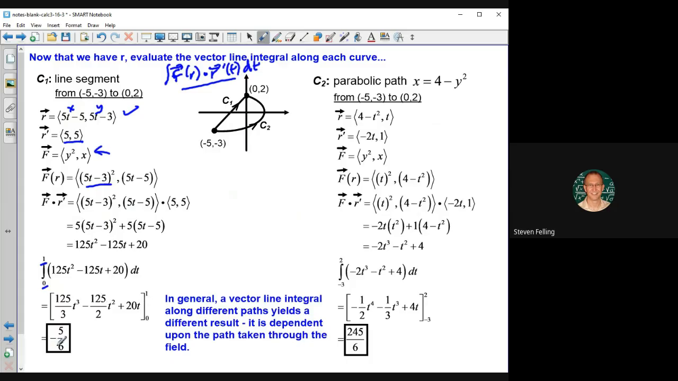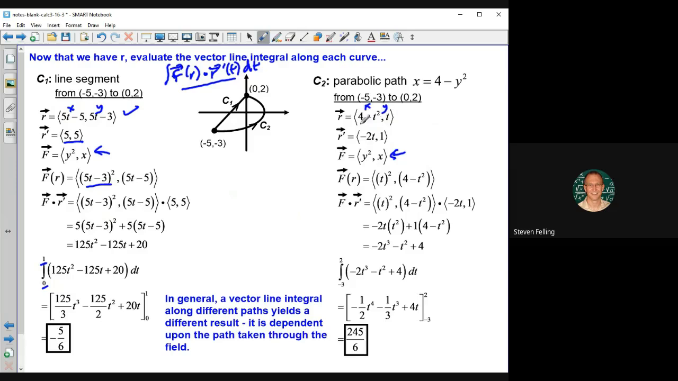Okay. All right, so that's the sum of all of the effects of this field as we move along this path. It sums in some way up to negative 56. Okay, if we do the same thing over here for this path, we have a different parameterization. F is still the same, but when we parameterize it by plugging in what x and y are, we have different expressions for x and y. So this y gets replaced with t, so t squared, and this x becomes 4 minus t squared.